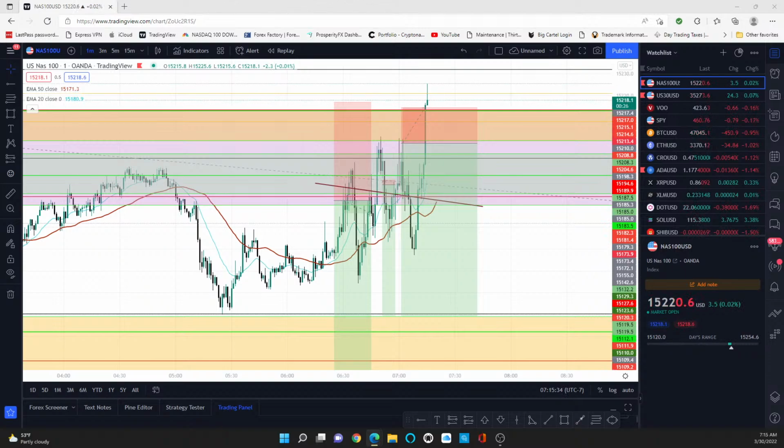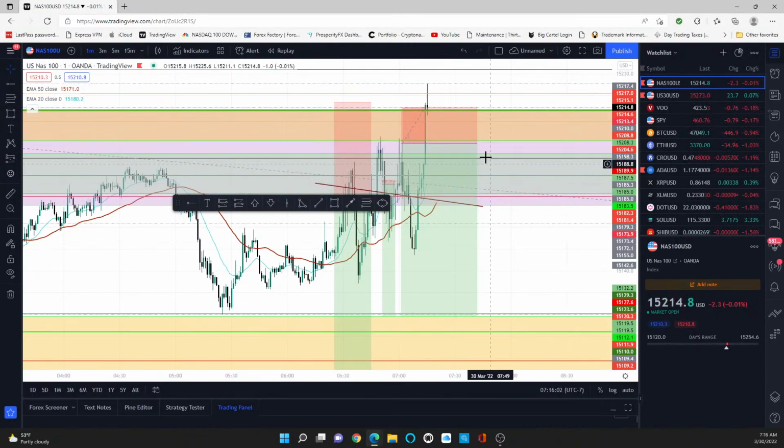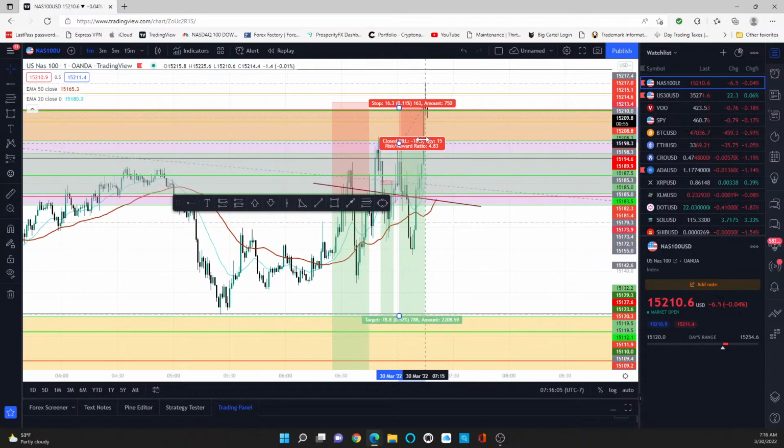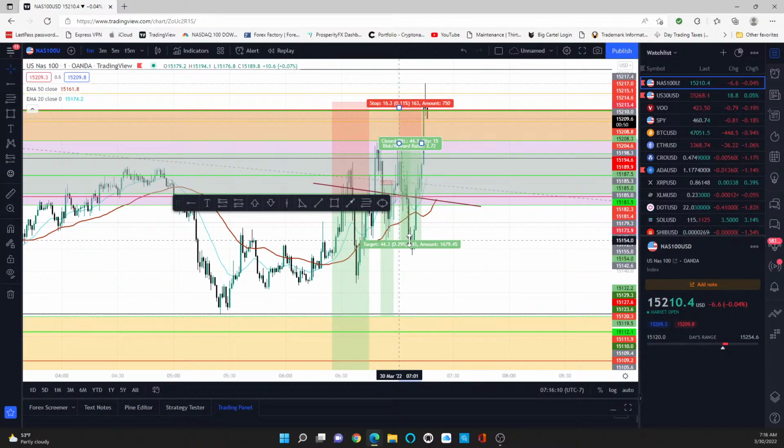Wow. Come back and I see this shit. Ugh. That's what happens. The peak, I got about 45 pips right here. Closed the 0.01. I shouldn't just close the whole thing though.